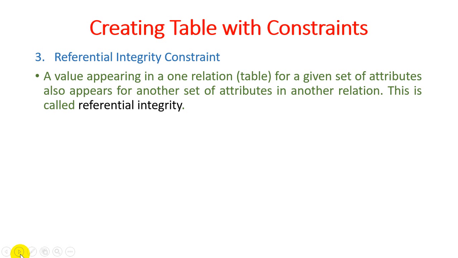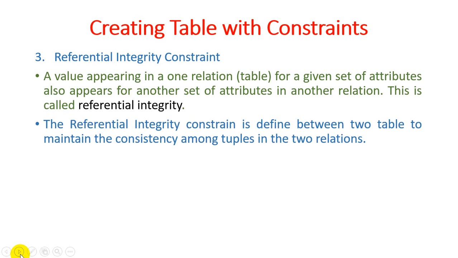The referential integrity constraint is defined between two tables, where the first table is the primary table and the second table is a secondary table which can refer to the primary table. For this we require two tables to maintain the consistency among tuples in two relations. Let's see an example of how to refer to a value of one table from another table.